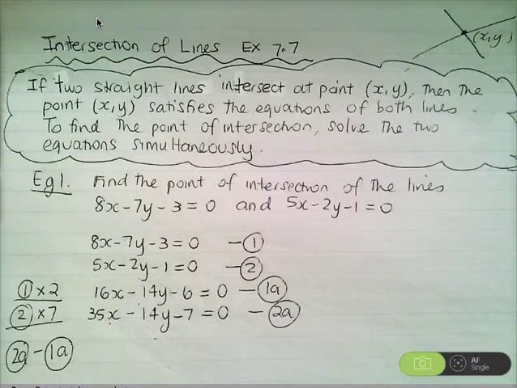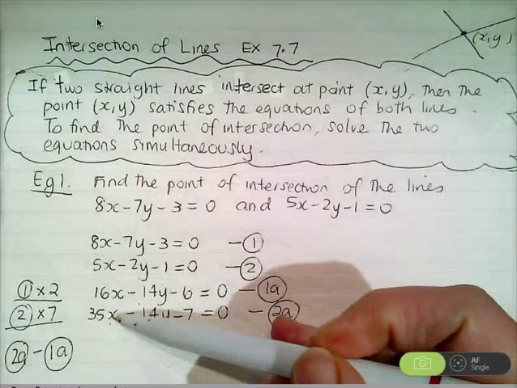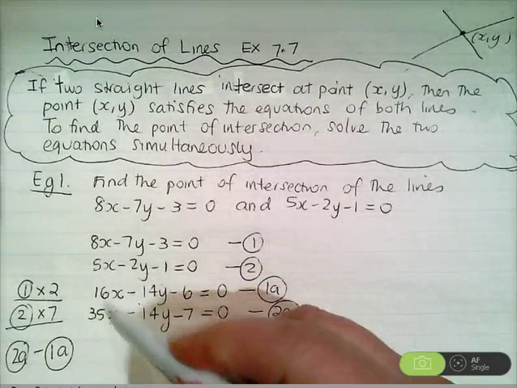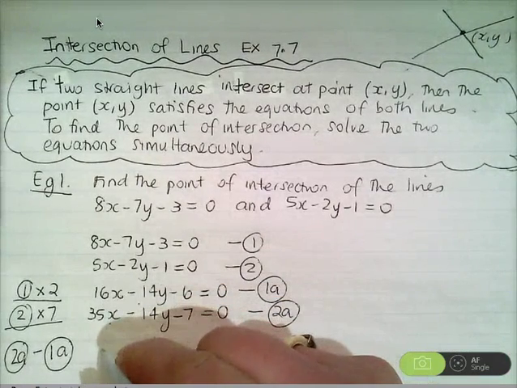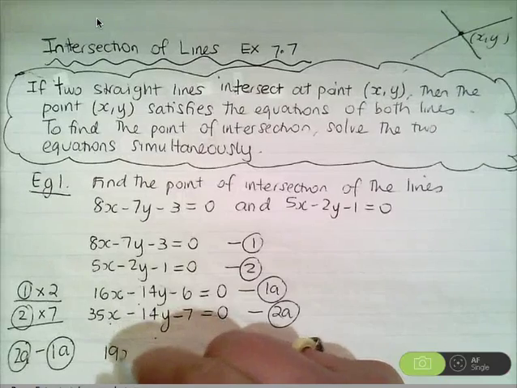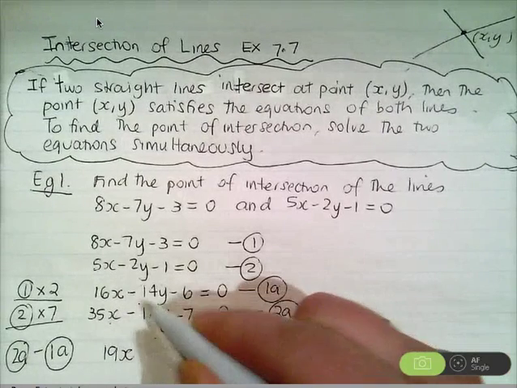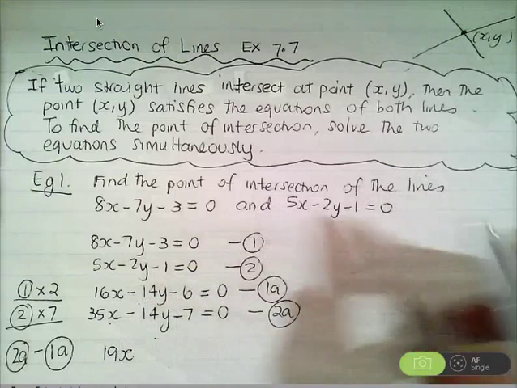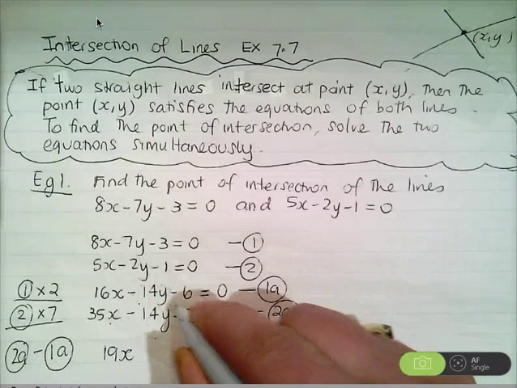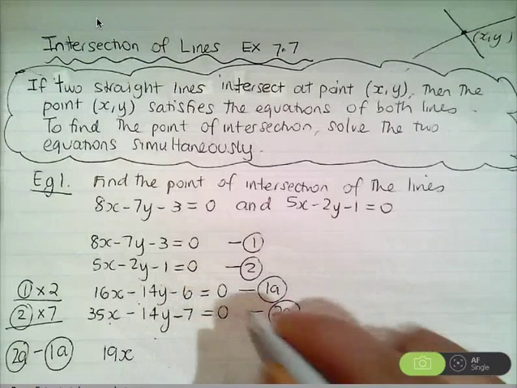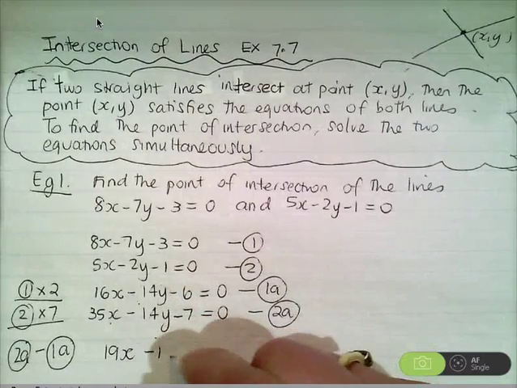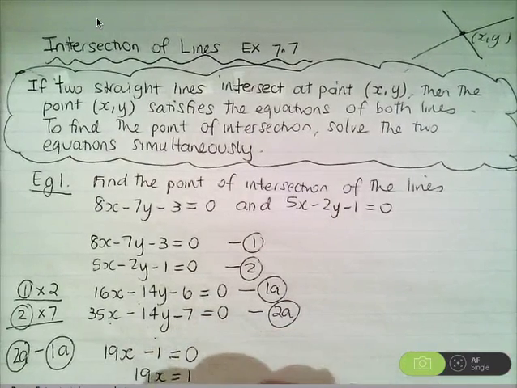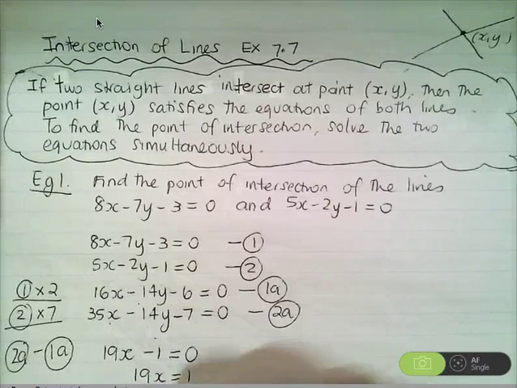So what I said I was going to do is equation 2a minus equation 1a. So 35x minus 16x, so 35 minus 16 is 19x. And then negative 14y minus negative 14y is negative 14y plus 14y, which is 0. Then we've got negative 7 minus negative 6, so that's negative 7 plus 6, which is minus 1, equals 0. And we get that 19x equals 1, or x equals 1 on 19.